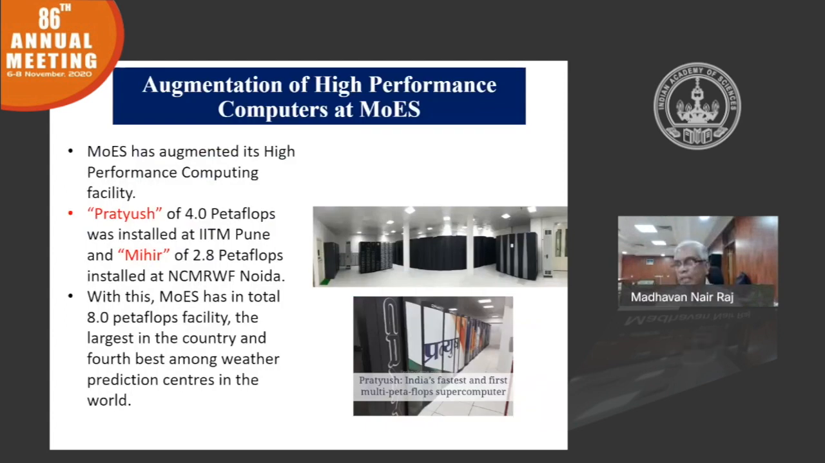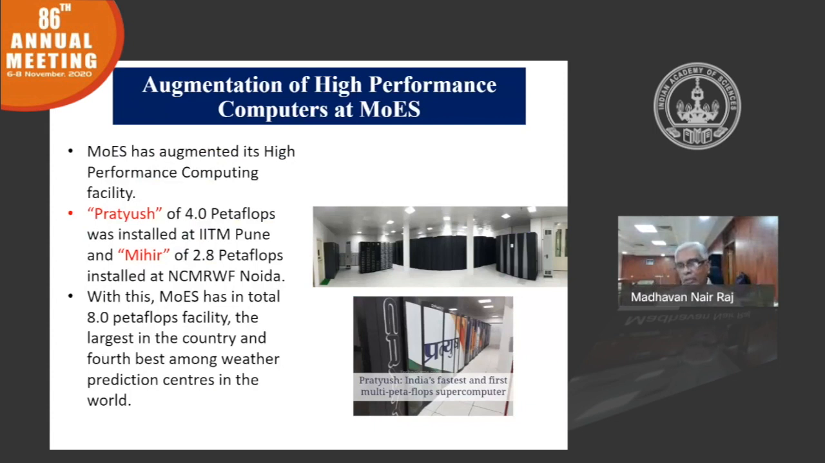We have two systems, one at IITM in Pune, and another one in Noida. We have a center in Noida. Put together we have 8 petaflops, and we had earlier one or 2 petaflops. So in total we have a 10 petaflop computing system, which is the best in this country, and the 4th best among all weather prediction centers around the world.